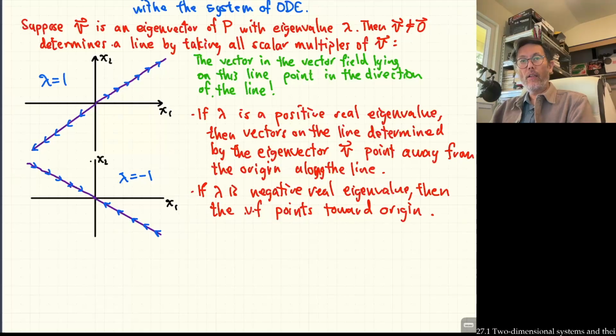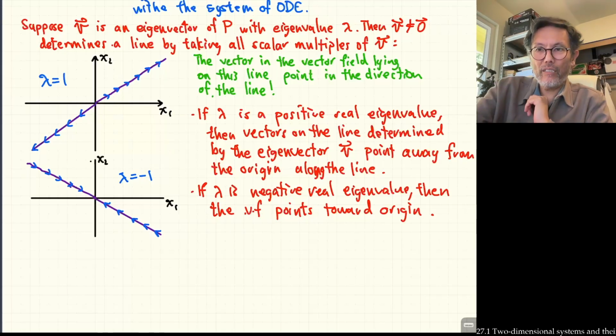So on the basis of this, we'll classify some systems in the next video. But we also have to talk about the complex case. What happens when you have complex eigenvalues? That's a more complicated discussion, because we can't draw the complex eigenvectors, at least not straightforwardly, in the x1, x2 plane. Okay, see you in the next one.